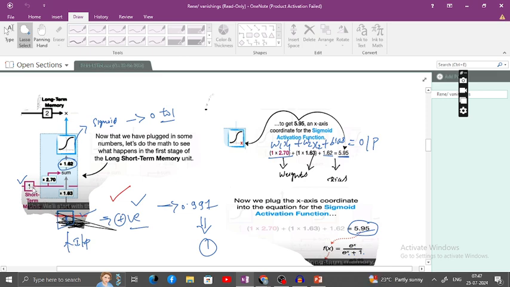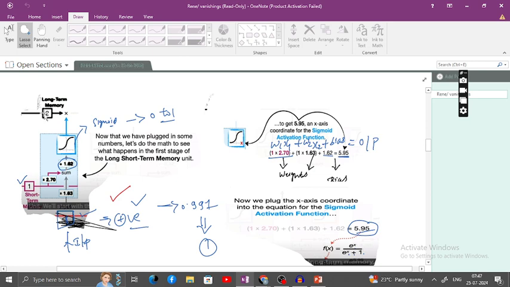Short term memory I am also taking as 1. All these are assumed numbers, guys: 2.7, 1.63, 1.62. This is not a calculated value. At the beginning of the process, you need to assume certain weights. So that is what I am assuming: 1.63, 2.7, 1.6. And this also, 2, also at the beginning.